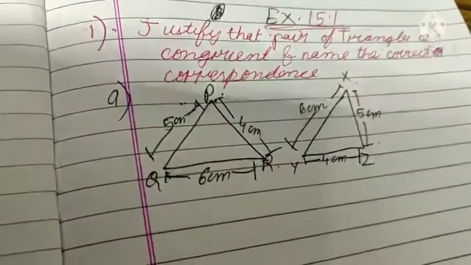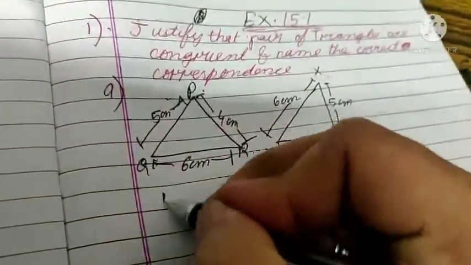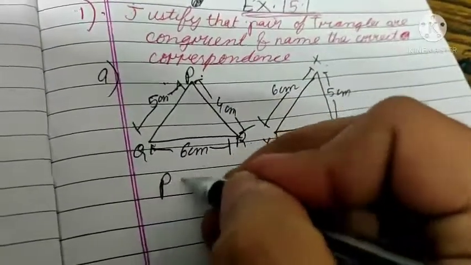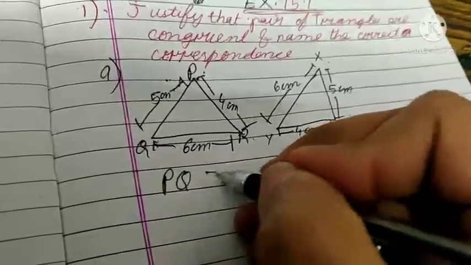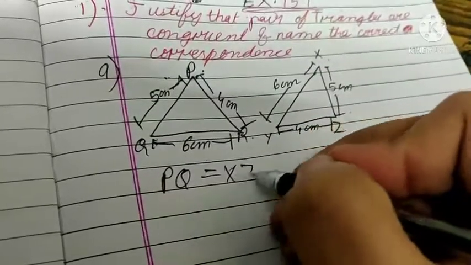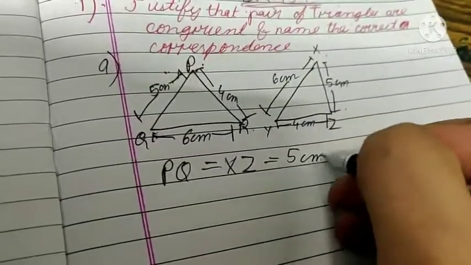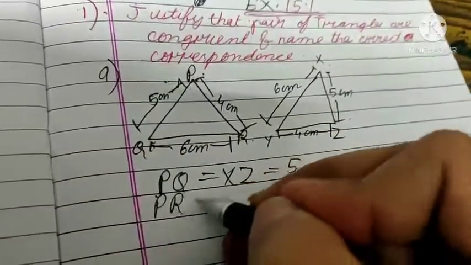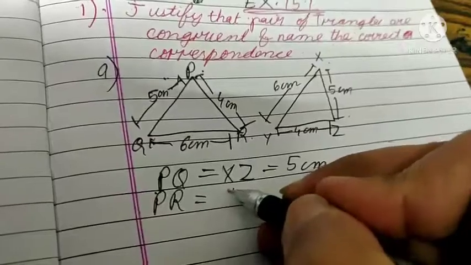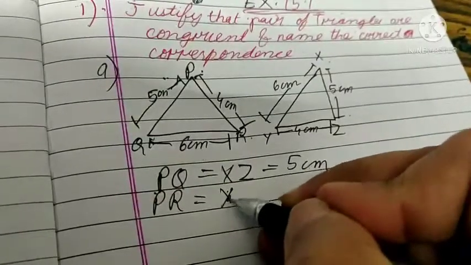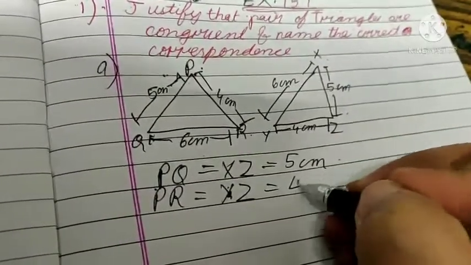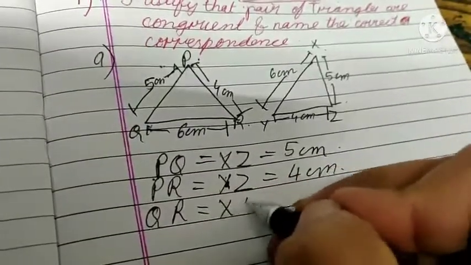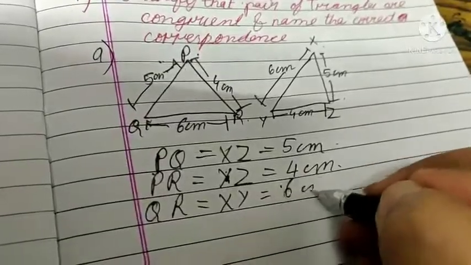So how can we say that these two triangles are congruent? If we see here, PQ is equal to XZ, they are both 5 centimeters, and then PR is equal to YZ, both are 4 centimeters. Then QR is equal to XY, both are 6 centimeters.